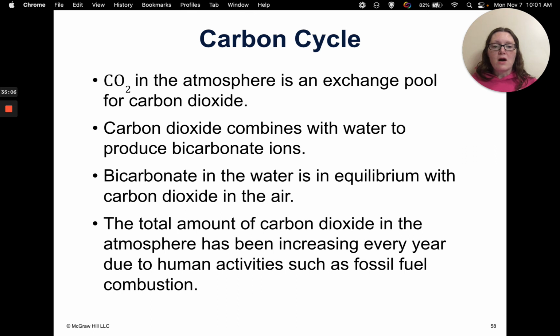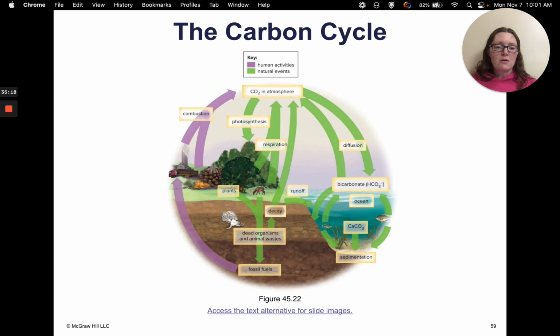Bicarbonate in the water is in equilibrium with the carbon dioxide in the air. The total amount of carbon dioxide in the atmosphere has been increasing every year due to human activities such as fossil fuel combustion. So we can have carbon dioxide in the water, in the atmosphere, in animals breathing, and in fossil fuels. Plants do take in carbon dioxide for photosynthesis. The problem is it is being released a lot faster than plants can take it in. So that is what we are seeing.